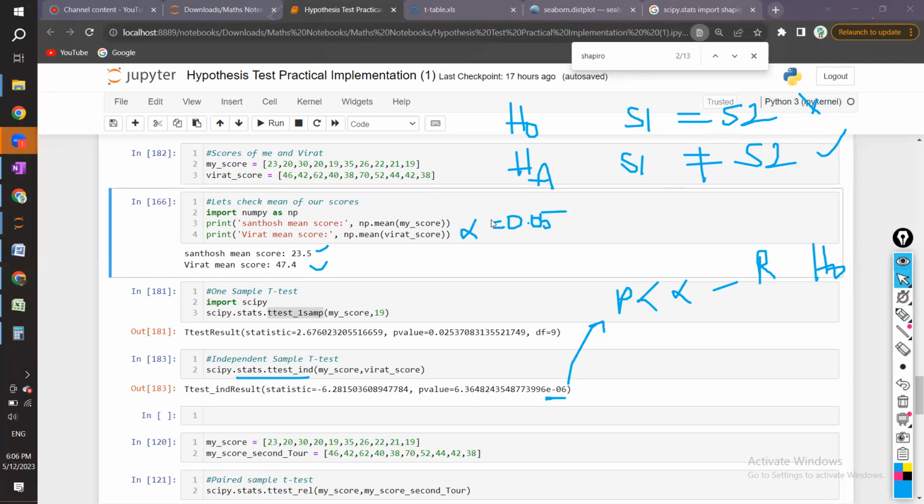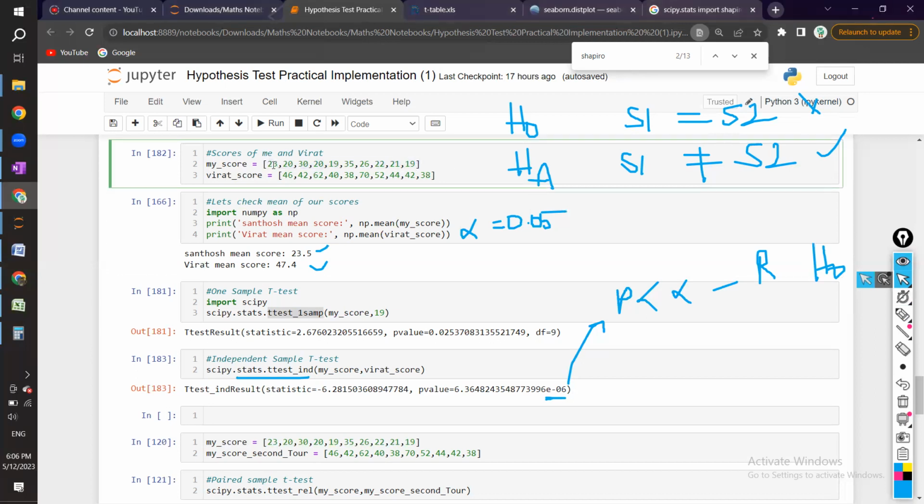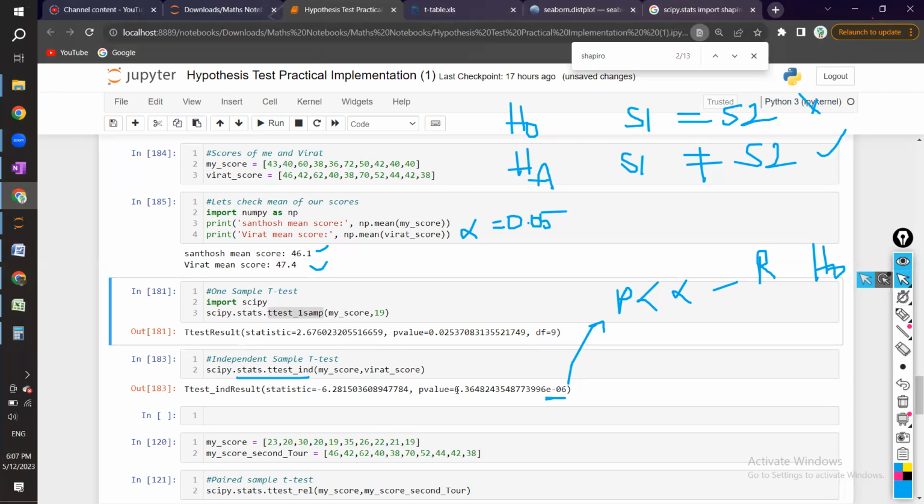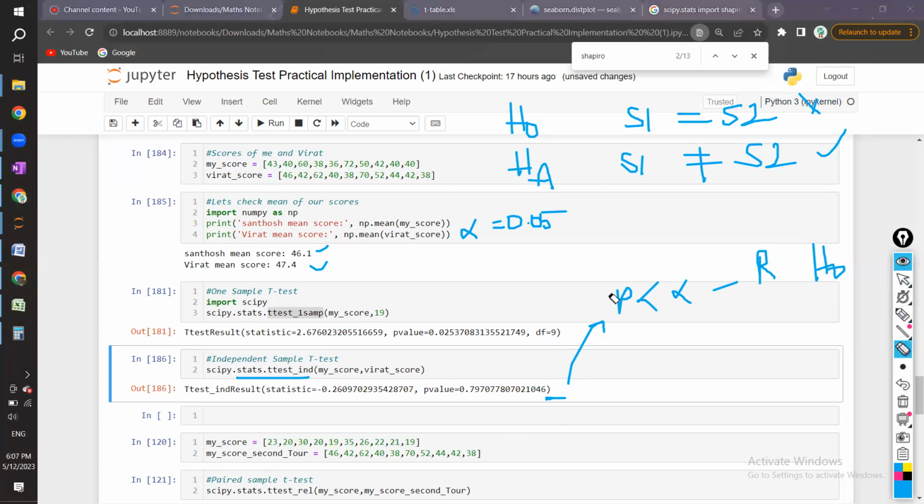But let's say everybody is scolding me and I want to improve my score. I'll try to copy this, but I'm not that great as Virat, so let me say I scored only 43, somewhere nearby, and this is 40, 60, 38, 36, 72, 50, 42, 40, 40. Now this is my score, and if I compare, as you can see, it is 0.7.